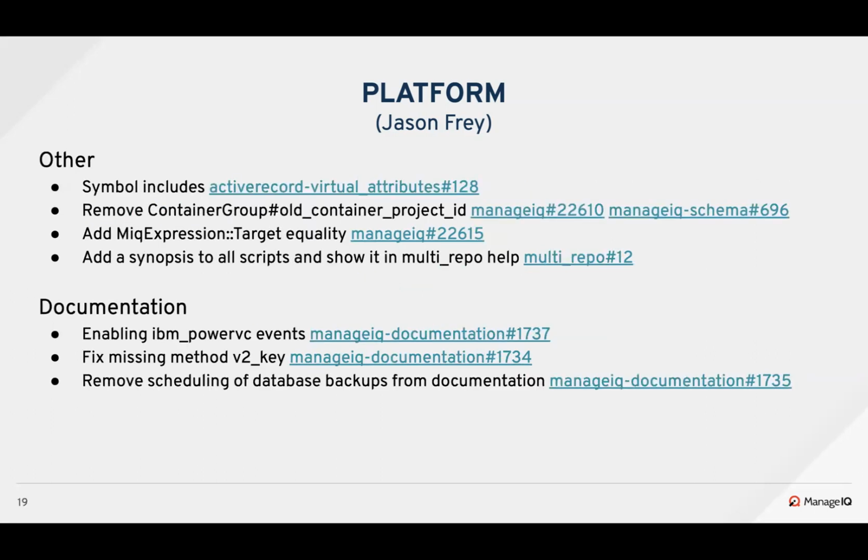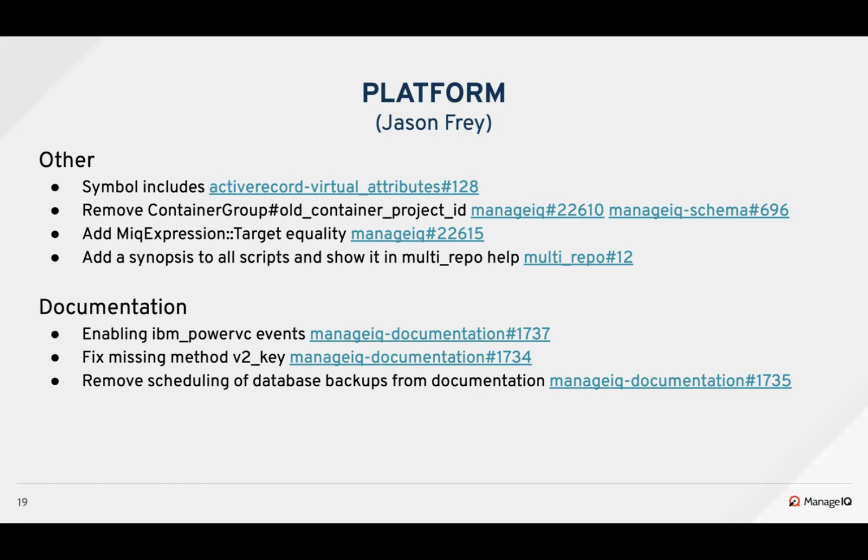Finally, on the other side, with technical debt and refactoring, Keenan made a change in the virtual attributes to more consistently use symbols throughout the code. He also made a change to remove the container group old container project ID, which was no longer used. So there's a core PR and a schema PR there to remove that.